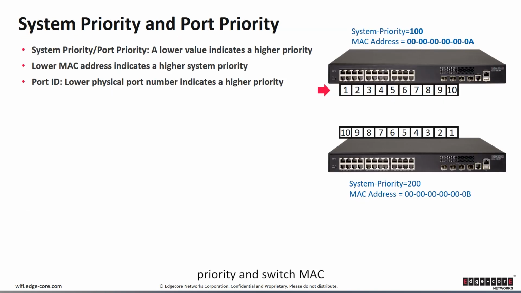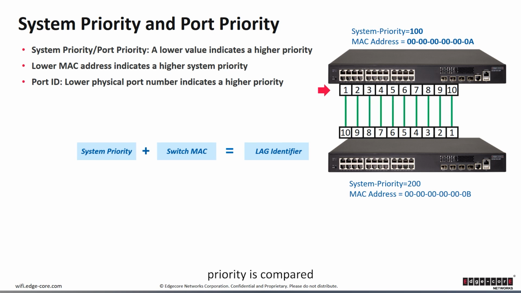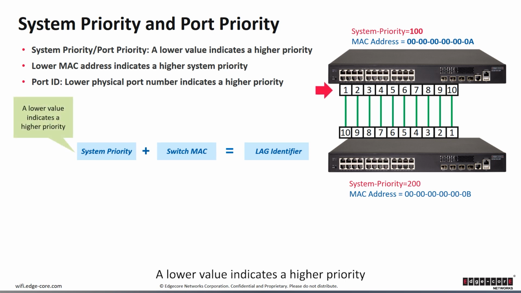The system priority and switch MAC address are used to identify the link aggregation group. The same value must be configured for the same group member ports. When there are more than 8 connected LACP ports, the local LACP system priority is compared to the remote LACP system priority. The device with the higher system priority controls candidate port selection to the LAG. A lower value indicates a higher priority.